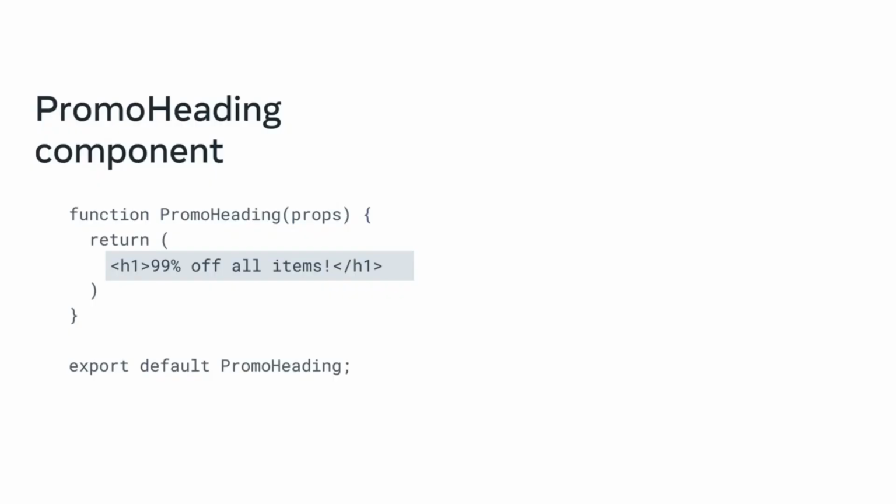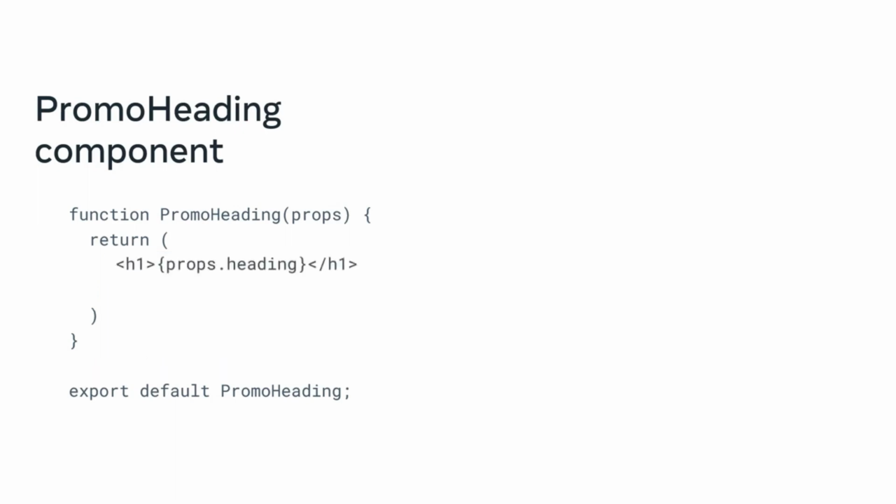Back inside the promo heading component, you update it to accept data from its parent component. To do this, you'll need to first delete the existing h1 in the return statement, and then add a new h1 for props.heading and an h2 for props.callToAction. Now, this component accepts a props object, specifically its two properties, heading and call-to-action.